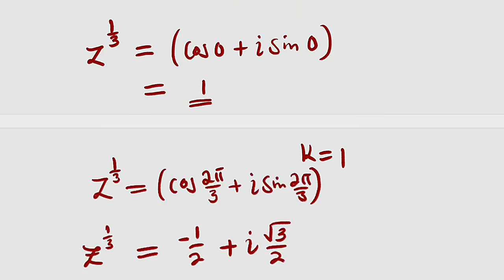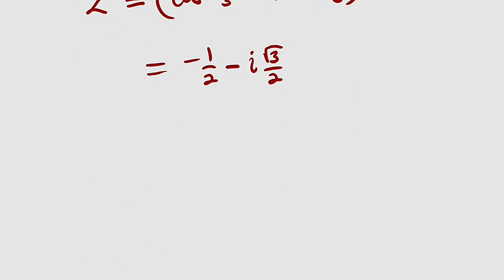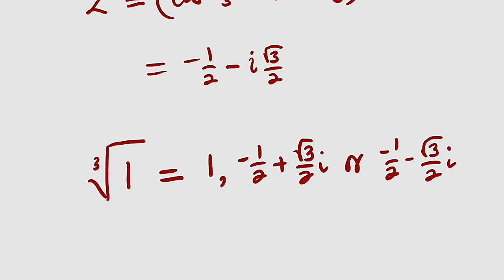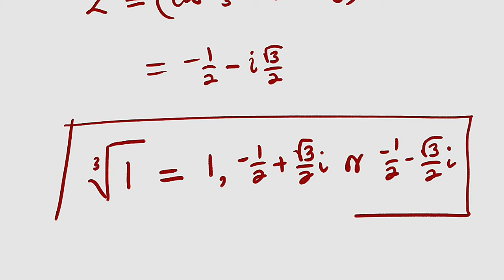Now let us make a conclusion. The cube root of 1 could either be equal to 1, negative 1 divided by 2 plus root 3 divided by 2 i, or negative 1 divided by 2 minus root 3 divided by 2 i. And hence, this is the solution to this problem.